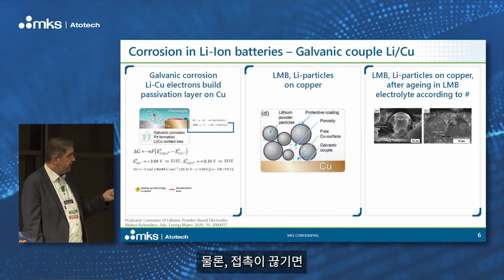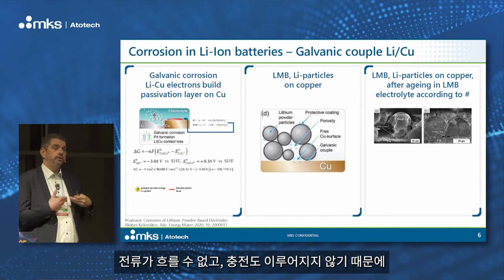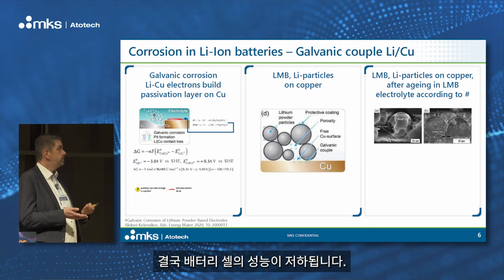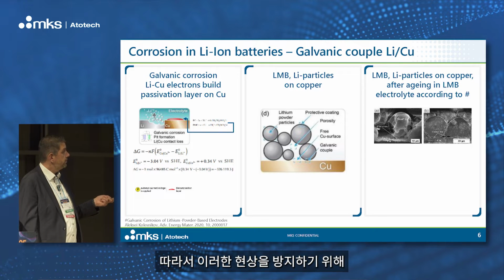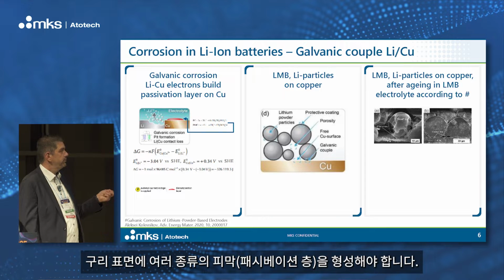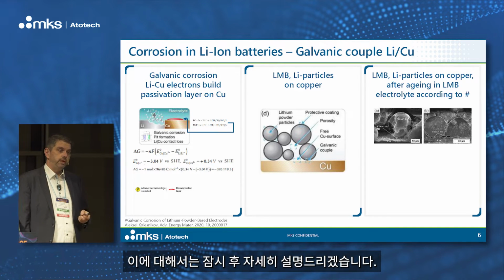And for sure, if there's no connection, no current can flow, so no charge can go through there. And this means we will lose performance of the battery cells. So this is something we need to prevent by using several passivation layers on copper, which I will introduce to you later.